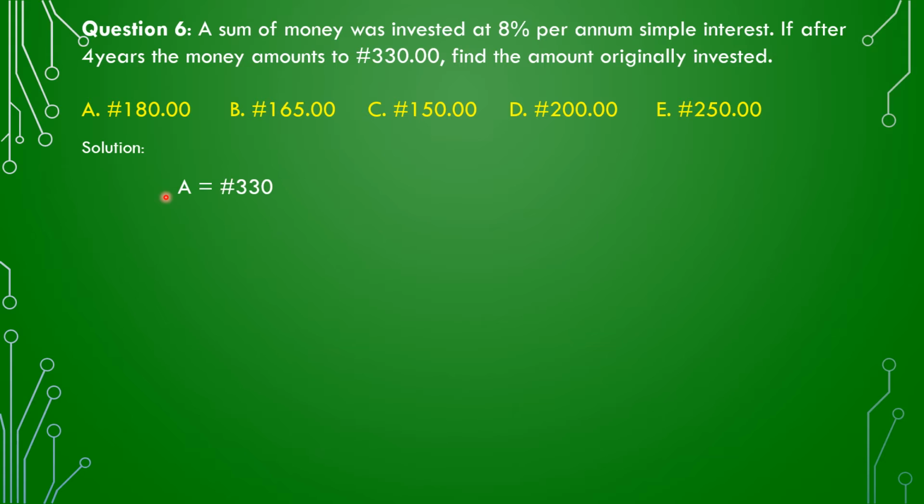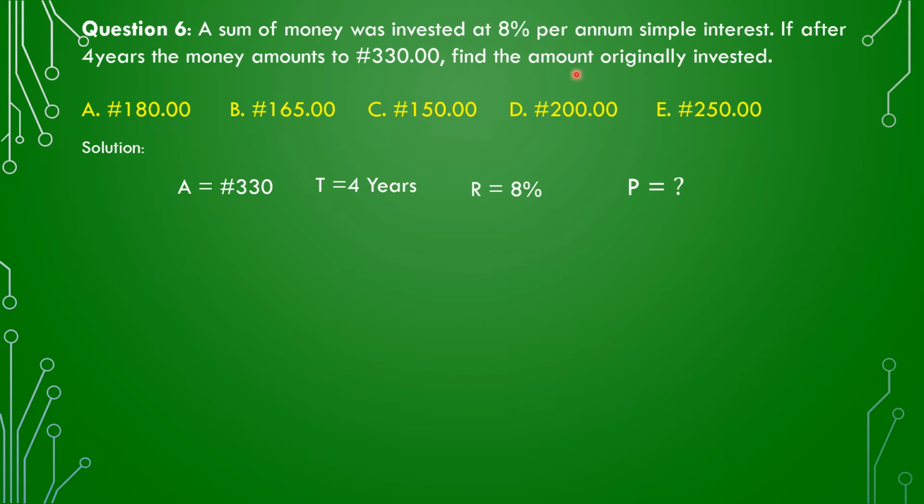Solution. From the question, the given parameters are A, 330 naira. They say the money amounts to, so amount is 330 naira. The time, they said after 4 years, is given as 4 years. The rate is 8%. And then the principal is not known. They say find the amount originally invested.